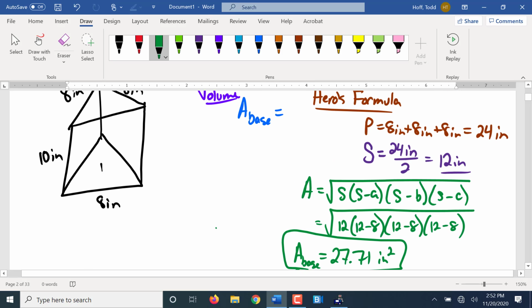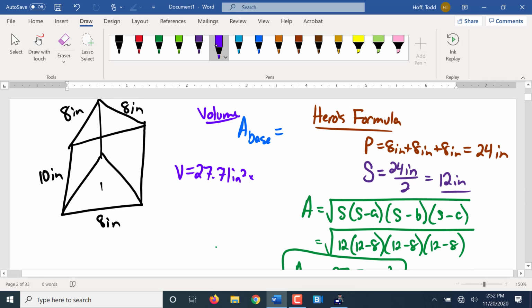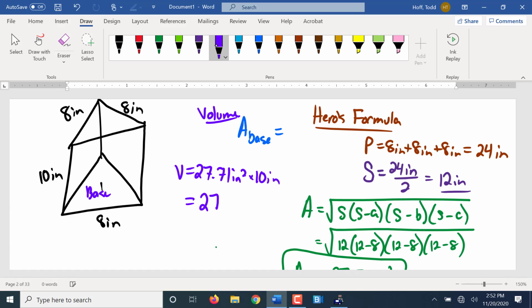So the volume is the area of the base times the height of 10. So 277.1 cubic inches.